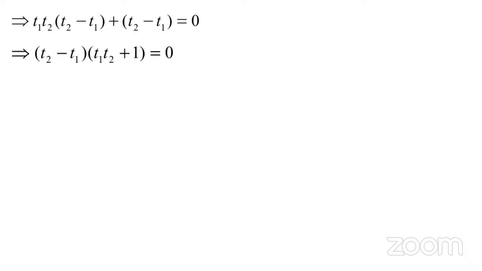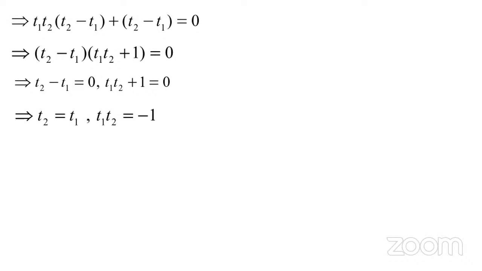Then t2 minus t1 equal to 0, or t1 t2 plus 1 equal to 0. Then we will get t2 equal to t1, or t1 t2 equal to minus 1. So t1 t2 equal to minus 1.